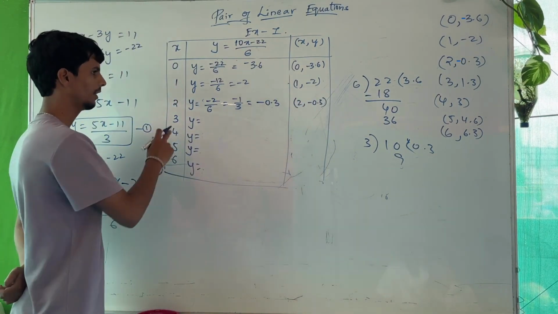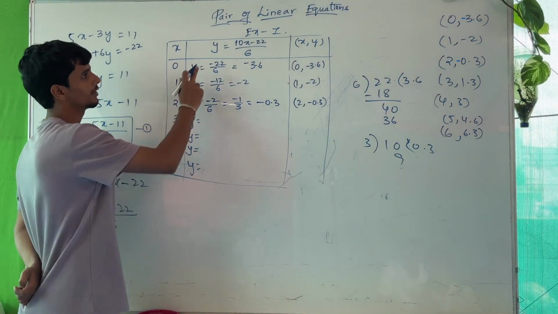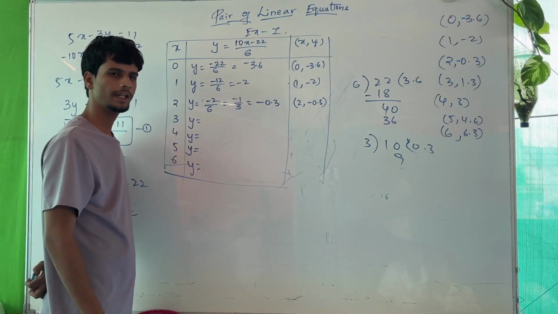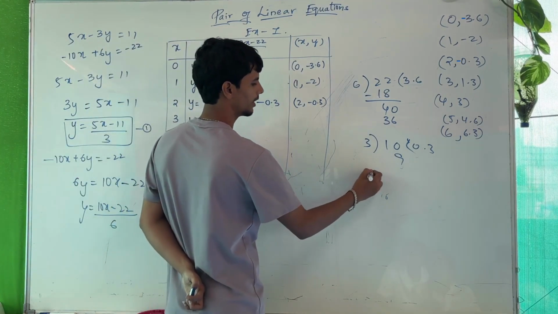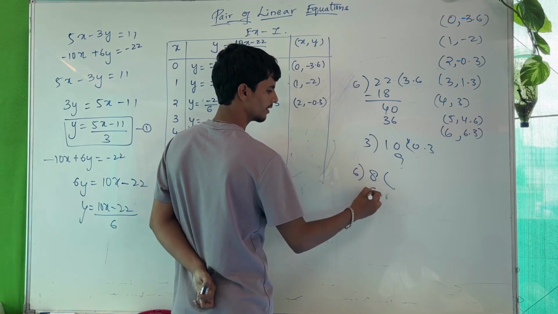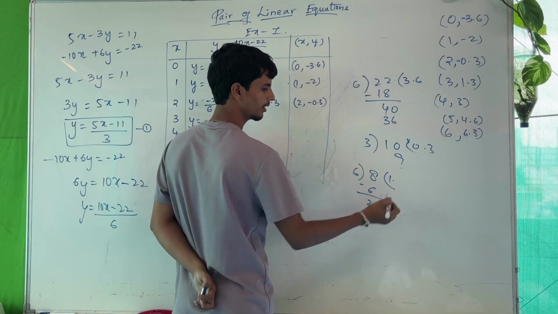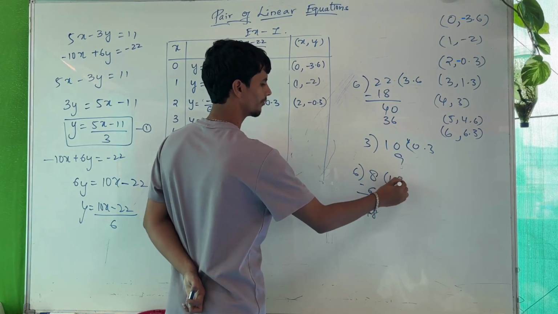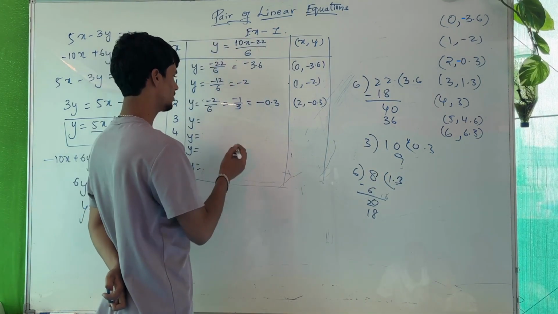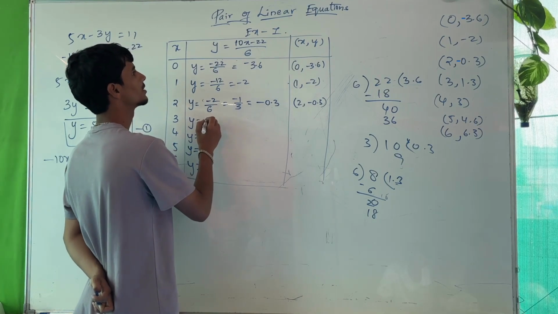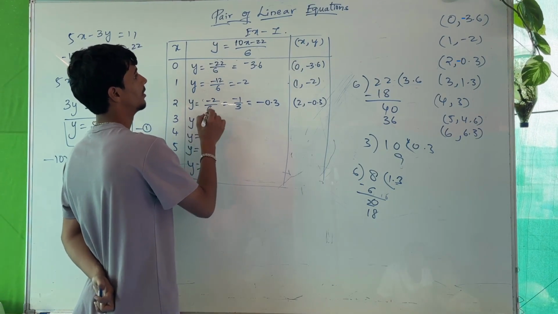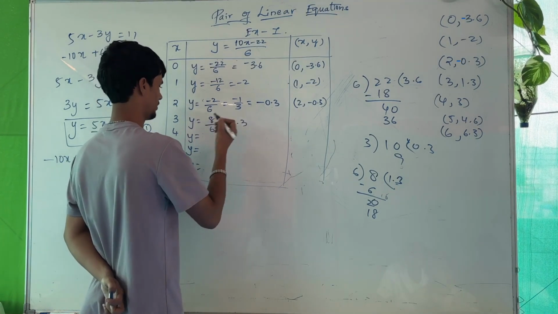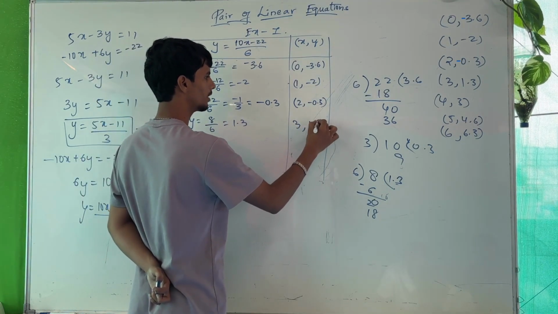Okay. Next, if we place 3, so 10 into 3 will be 30. 30 minus 22 is 8. 8 by 6. Again 8 should be divided by 6. 6 1s are 6. 2 will be left over. Again placing the point, 6 3s are 18. That is approximately 1.3. So 30 minus 22 will be 8 by 6, which is equal to 1.3. That is 3 comma 1.3.